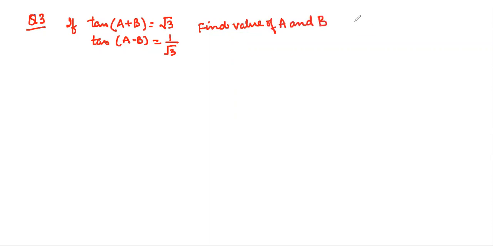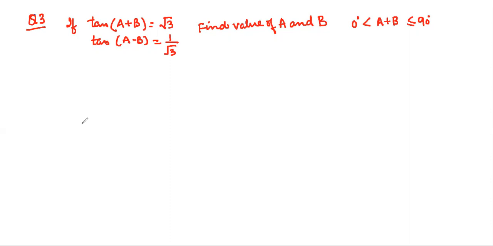And it is given that A plus B lies between 0 to 90 degree. Children, till class 10th, you have learned the value from 0 to 90 only. That's why you will be able to find out the value of A and B between this only. Let's begin.